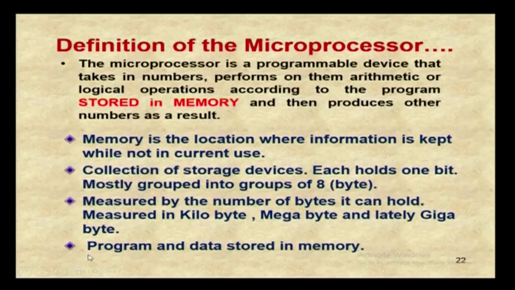Apart from data, the program that has to be executed by the microprocessor is also stored in the memory. So the memory stores information in binary form in groups of 8 bits, that is, as bytes. The total amount of data that may be stored will be of the order of kilobytes, megabytes, and gigabytes. And apart from data, the program is also stored in the memory.